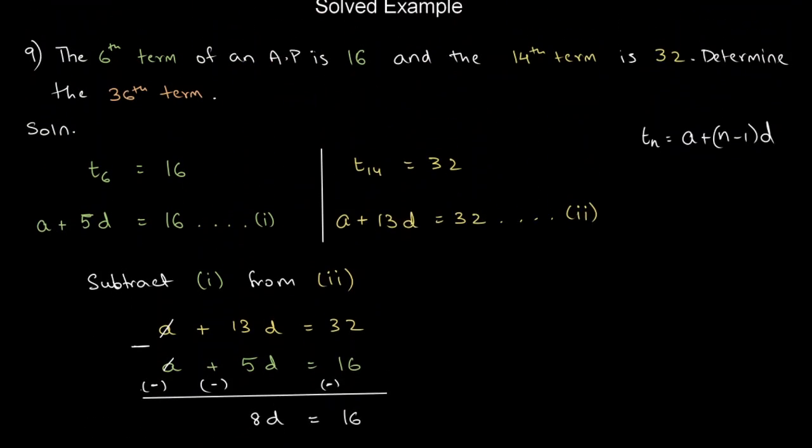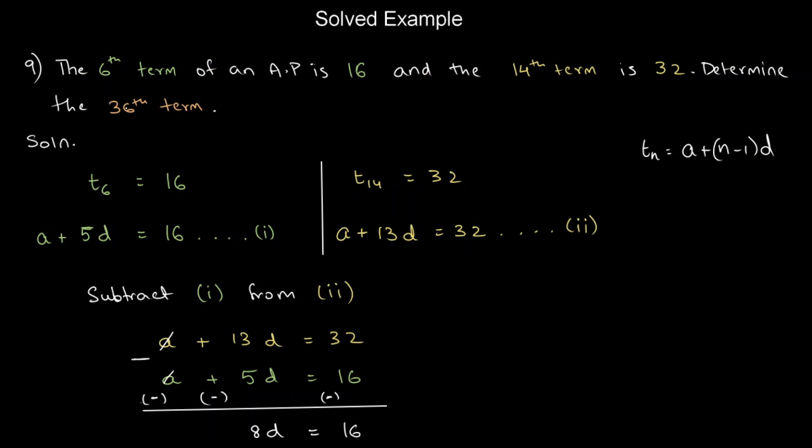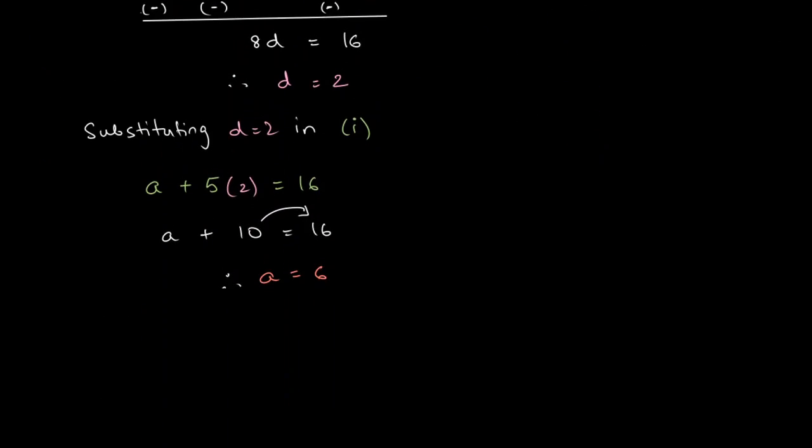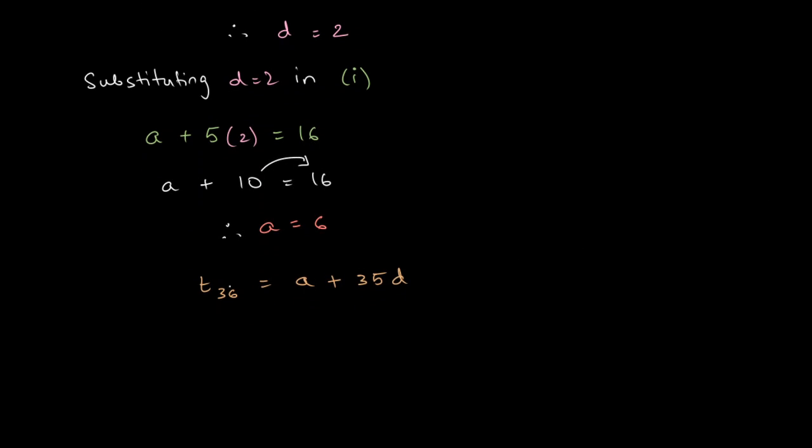The question asks me to determine the 36th term, right? Now, the 36th term, in the same vein as we've been doing so far, T36 will be equal to A plus 35D, right? We're using the formula for the general term A plus (n minus 1) into D, and n is 36, so n minus 1 becomes 35, right? So now we have the values of A and D. Let's just plug that in and we should get our answer.